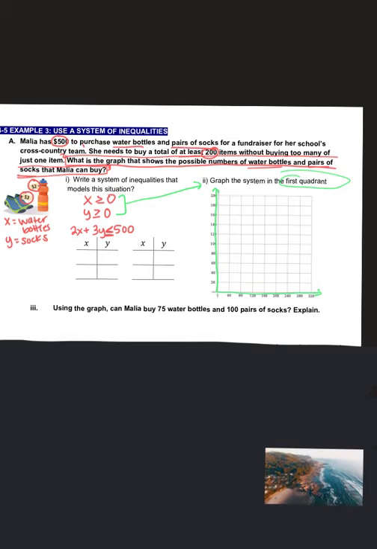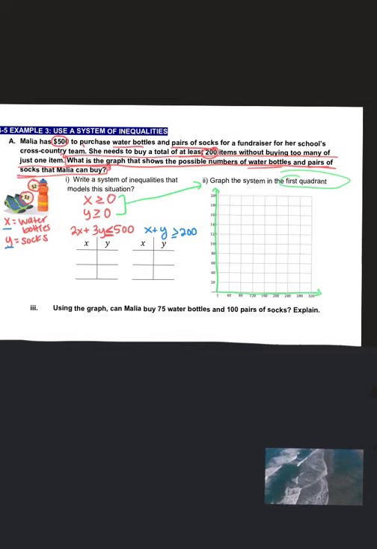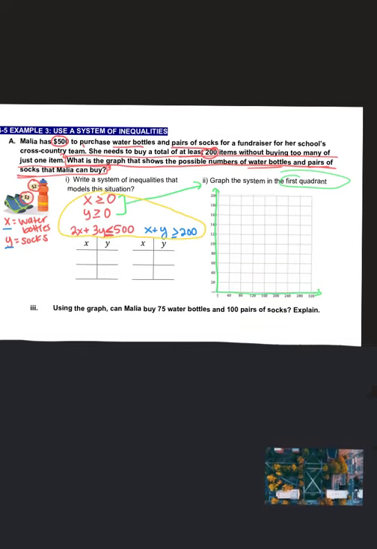Now the next inequality has to deal with the number of items she's going to buy. She needs to buy at least 200 items. So that means whatever she's buying can be more than or equal to 200. And the items that she's buying is water bottles and socks. So X plus Y. Now that we have our system, which is all 4 of these inequalities, let's start graphing.